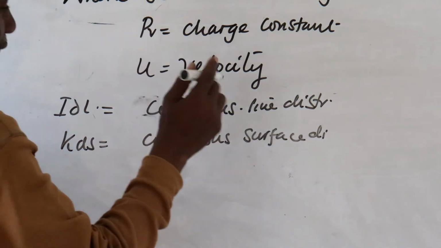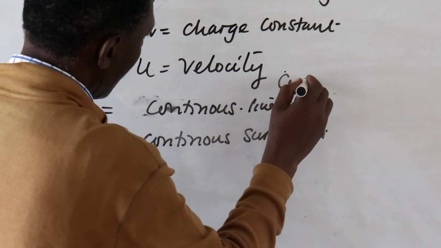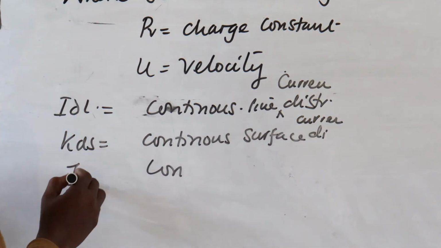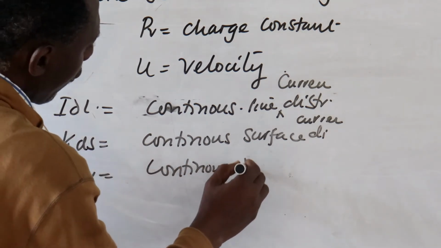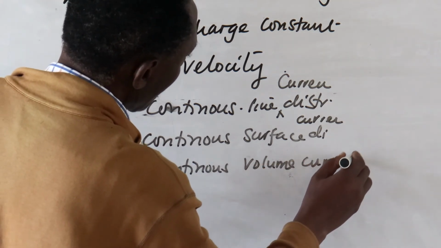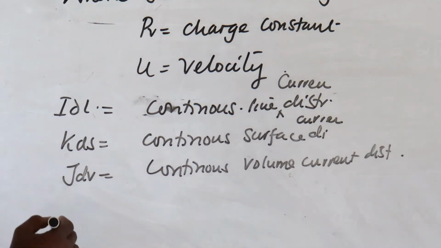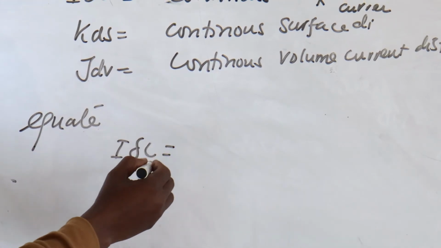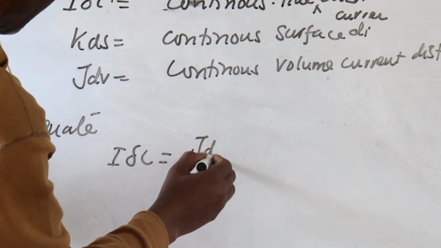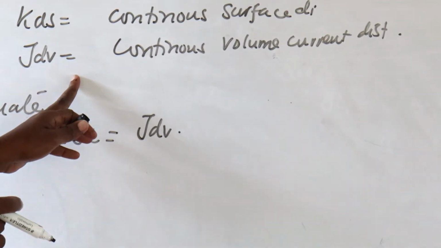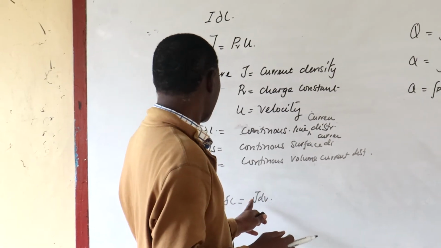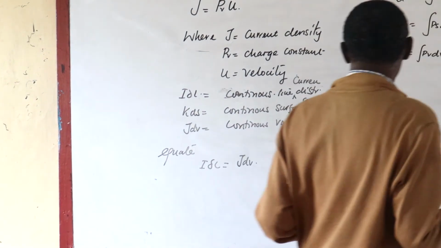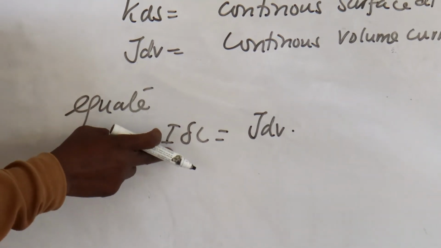The continuous line current distribution, continuous surface current distribution, and then we have J dV, which is continuous volume current distribution. So we can equate I dl with J dV.